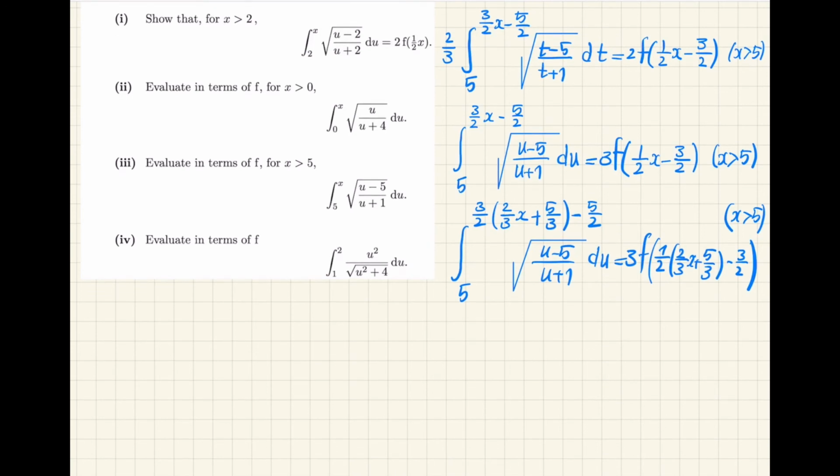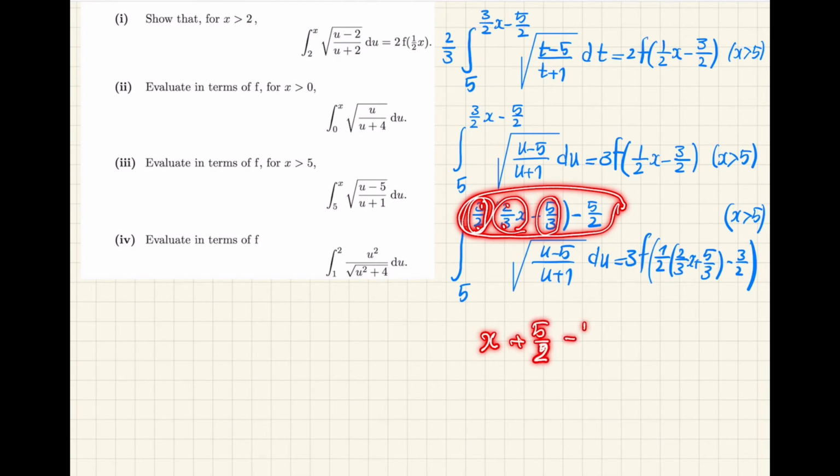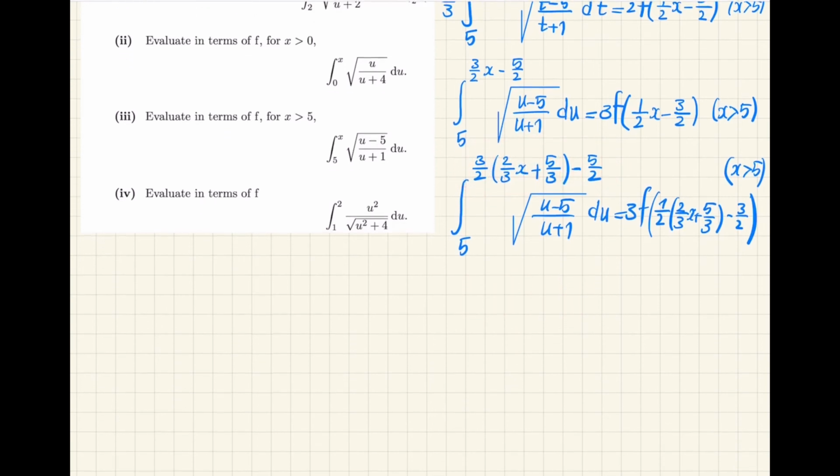Why is this good? Because now if I calculate this expression, I multiply 3/2 inside. 3/2 multiplied by 2/3 becomes x. 3/2 multiplied by 5/3 becomes positive 5/2. And then I have a negative 5/2 at the end here. These two will simplify each other, so I will get an x. And that's exactly what I need.